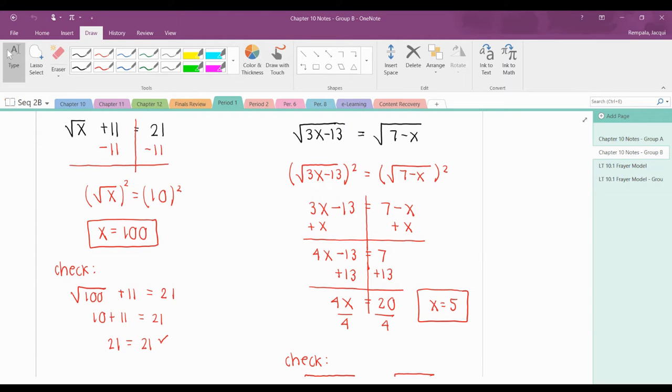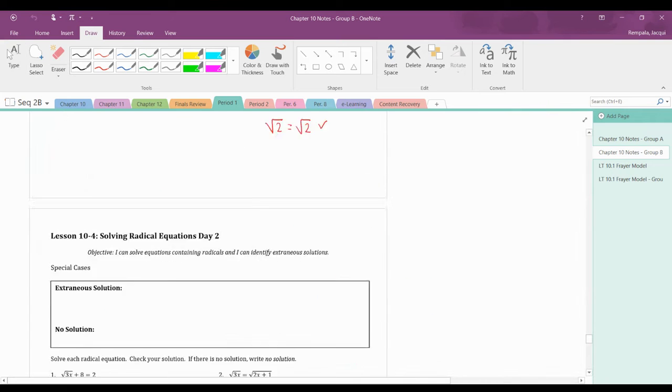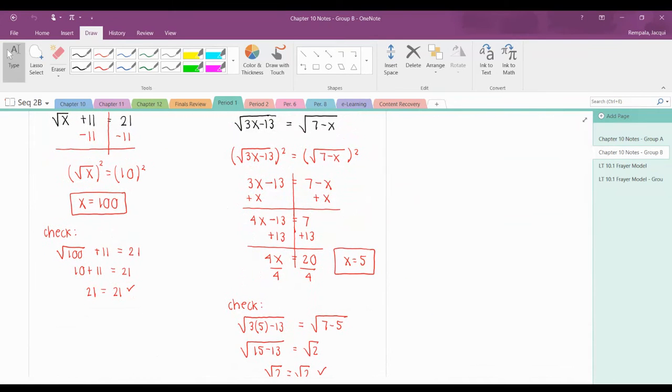So notice that in the first one, we had to isolate the square root by itself, by subtracting the 11 and then squaring both sides. But I didn't technically circle that 100 until I checked my work below. So notice that I substituted the 100 back into the square root. Taking the square root of 100, you get 10, and 10 plus 11 does get you 21. So that's why I was able to circle 100.